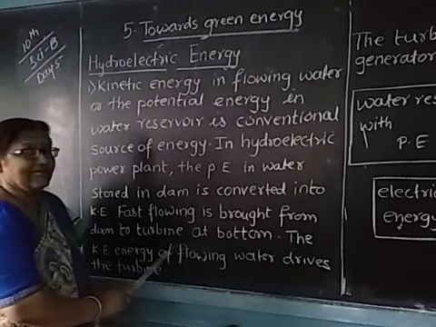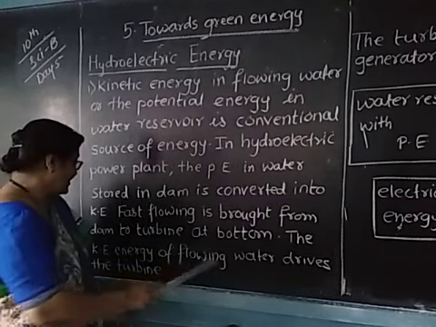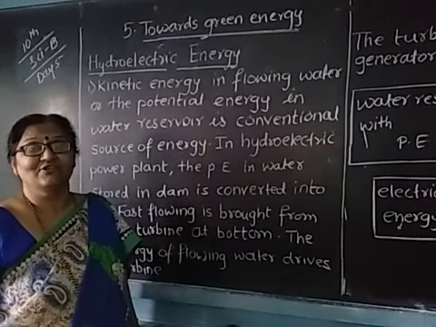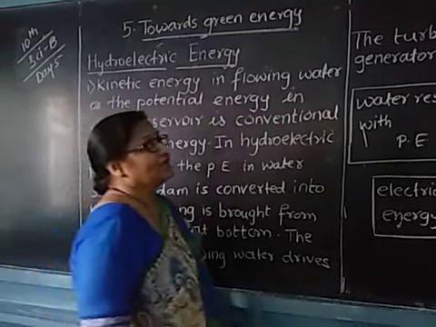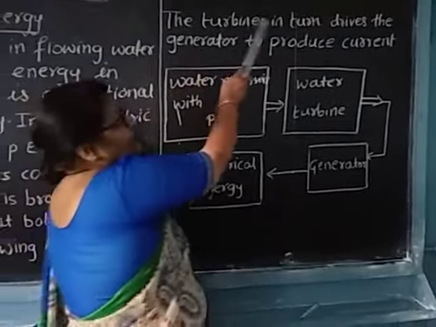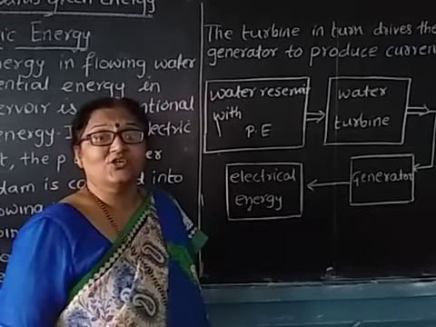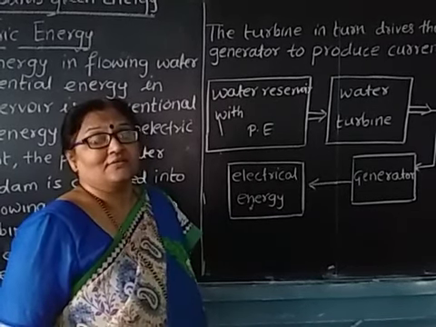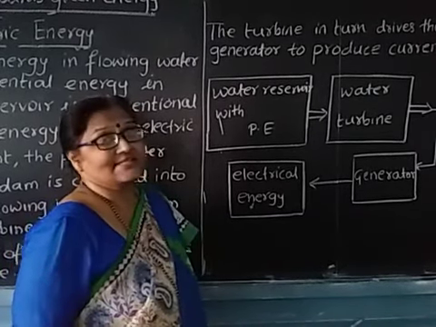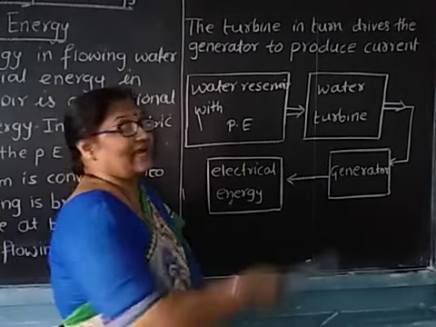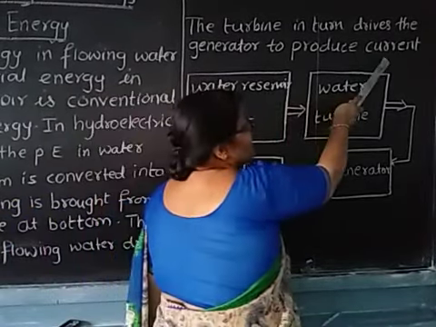The kinetic energy of flowing water drives the turbine. Now these turbines are driven due to the flowing water. The turbine in turn drives the generator. Whenever there is a rotation of the turbine, it rotates the generator, or it is connected to the generator, and the generator produces current.